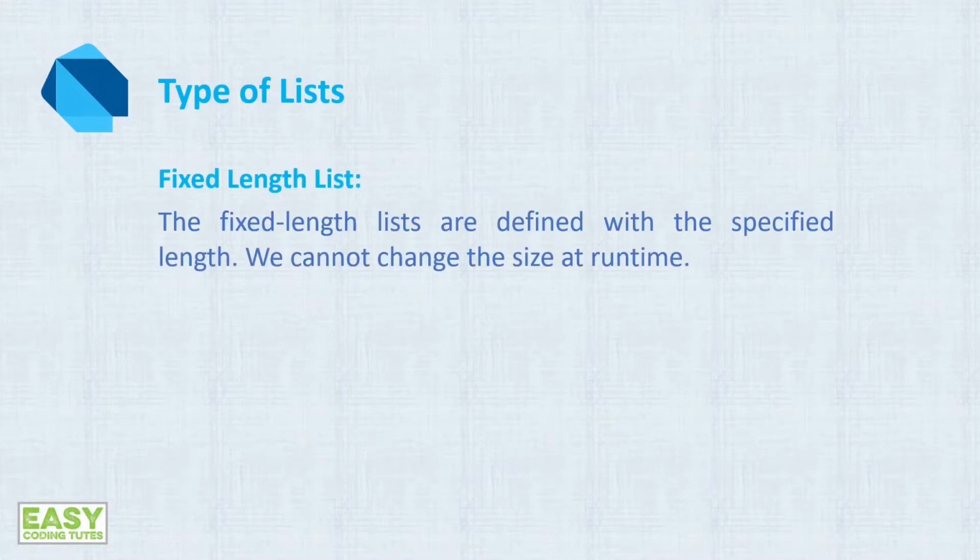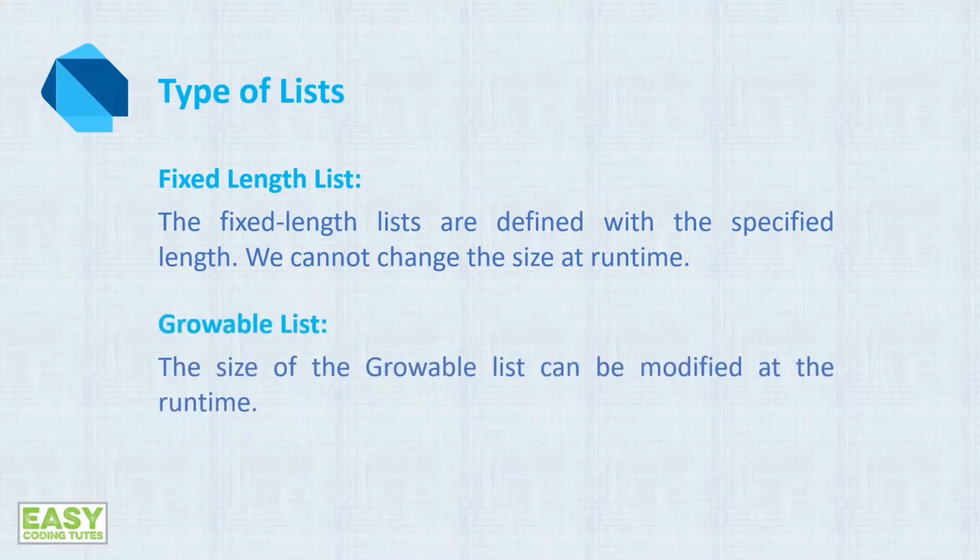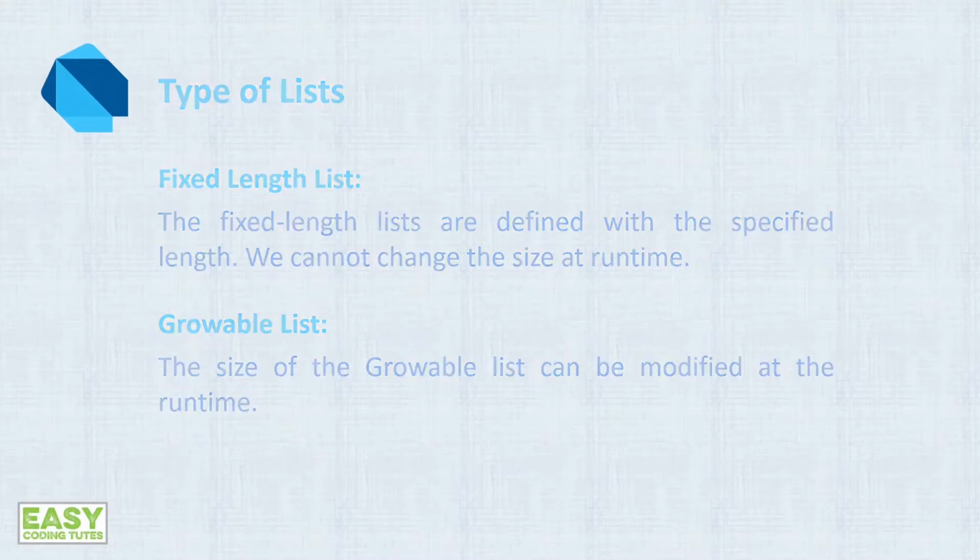Types of lists. A list can be categorized into two types. The first one is the fixed length list, and fixed length lists are defined with a specified length. We cannot change the size at runtime. If we want to change the size at runtime, we will get a runtime error. Growable list: the size of the growable list can be modified at runtime. So let's see each one of them separately.